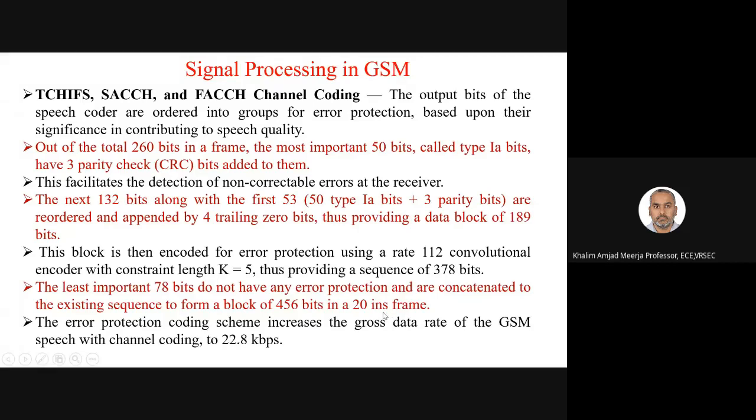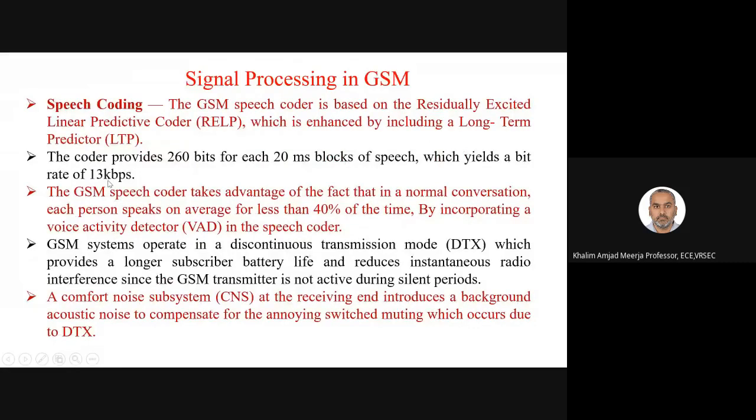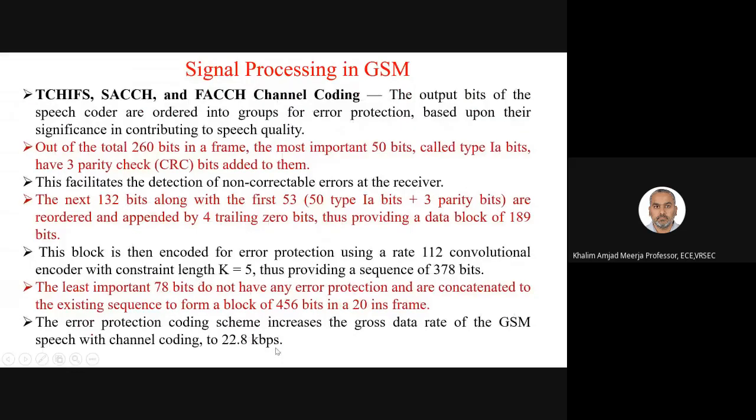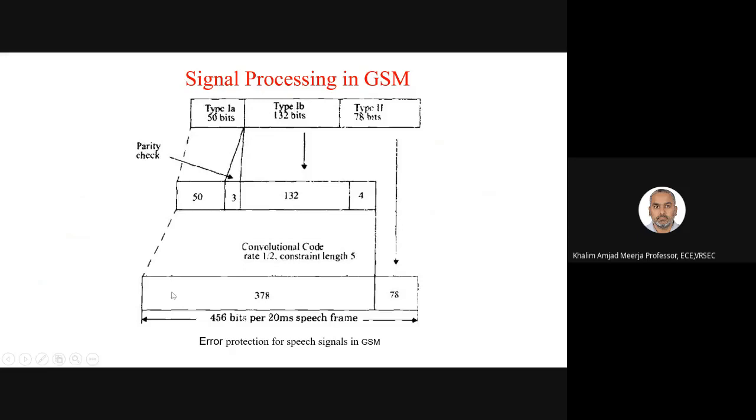20 milliseconds frame. So the error protection coding scheme increases the gross data rate of GSM with channel coding to, now what was a 13 kilobits per second data rate, now you need to send at 22.8 kilobits per second because you are adding extra overhead. You are doing this. So this is how we can see in the picture.